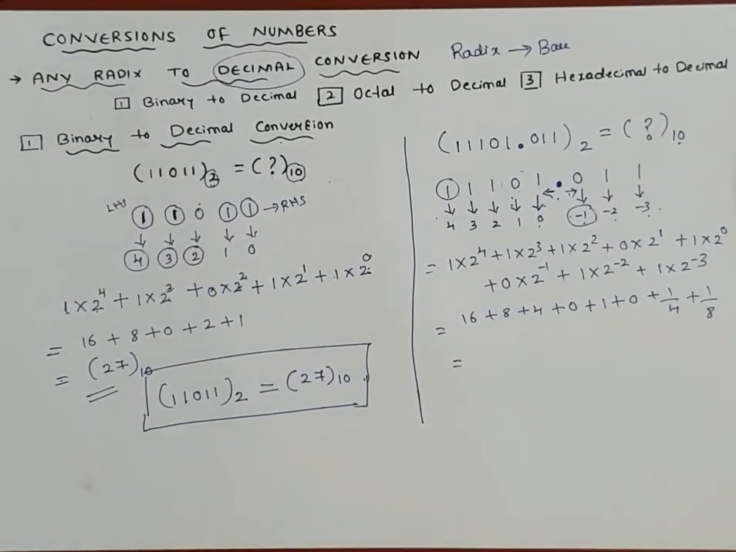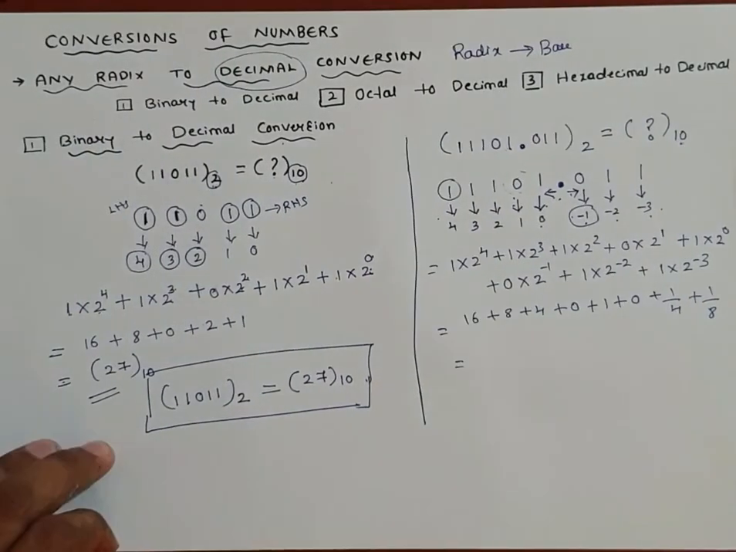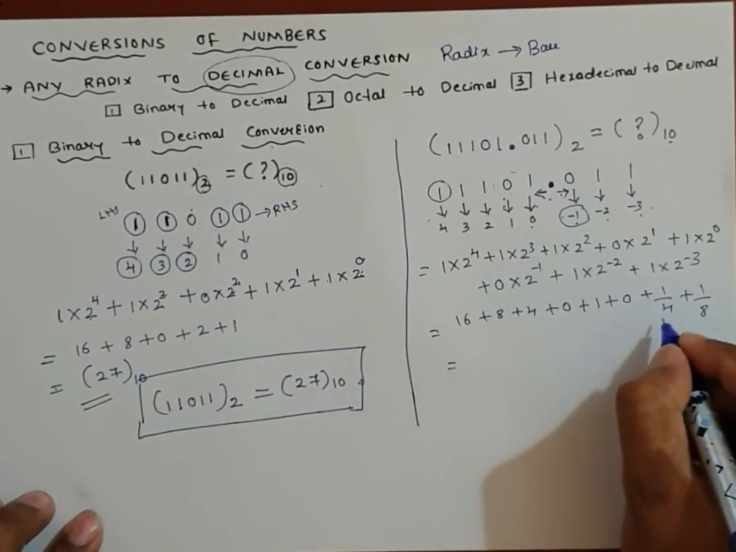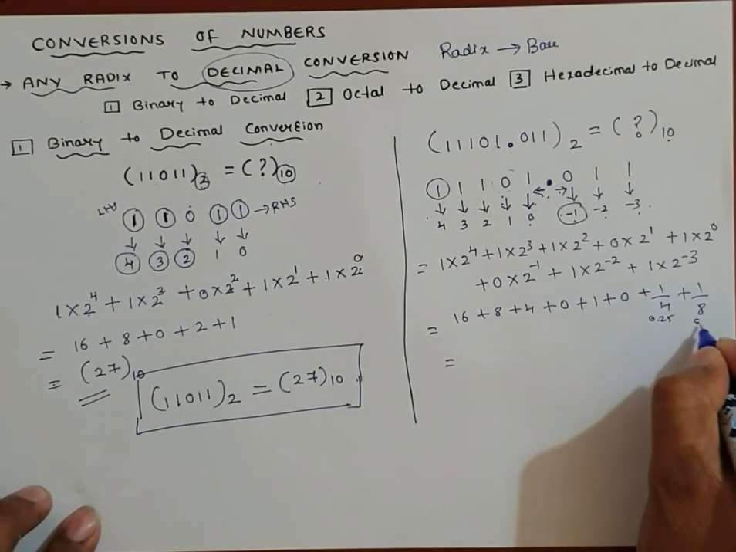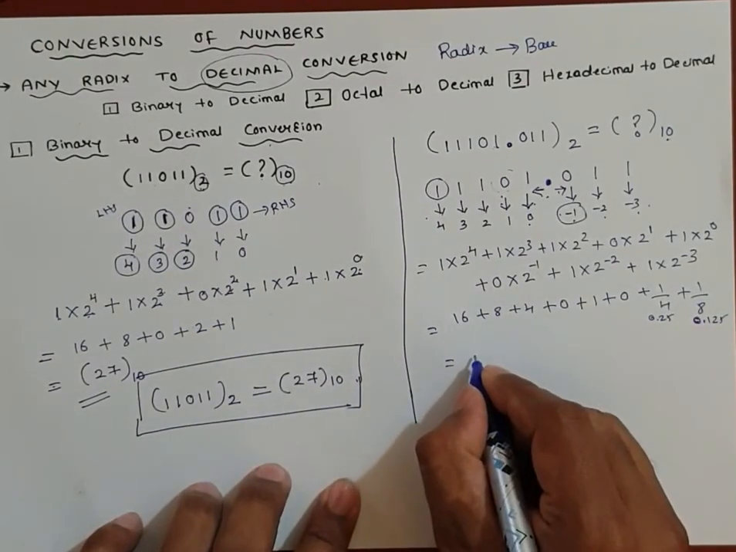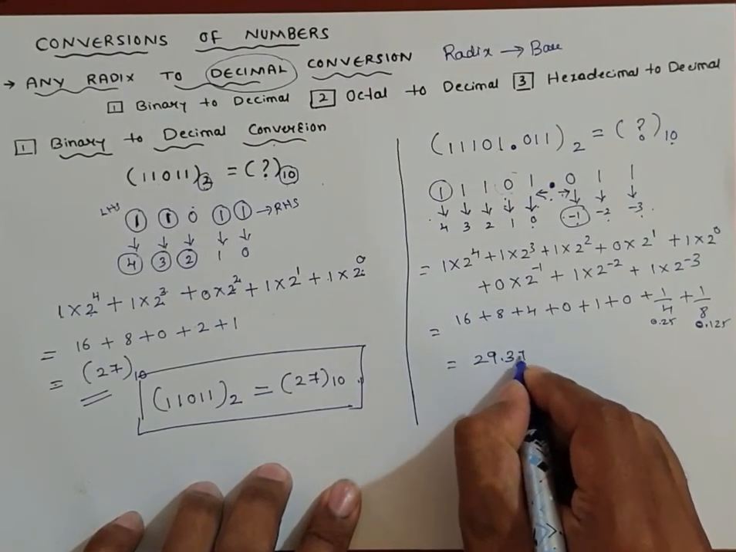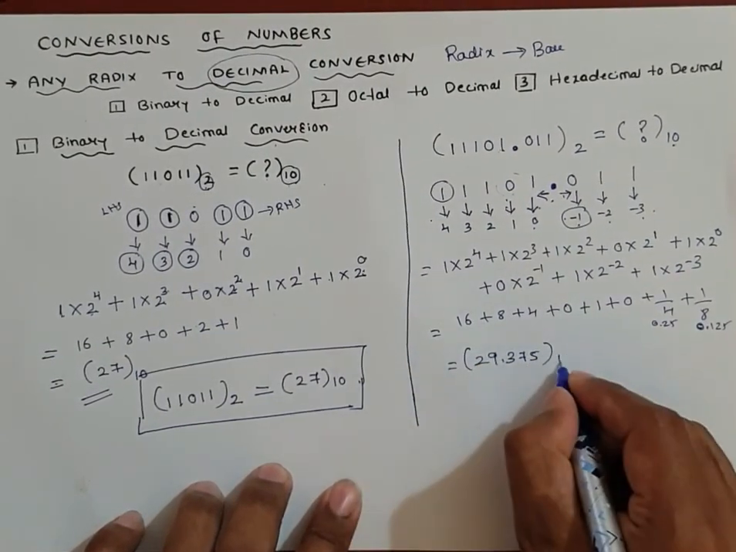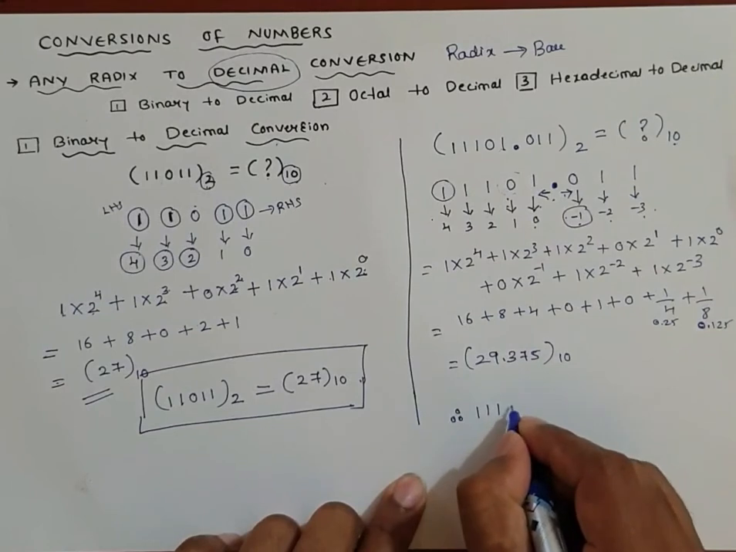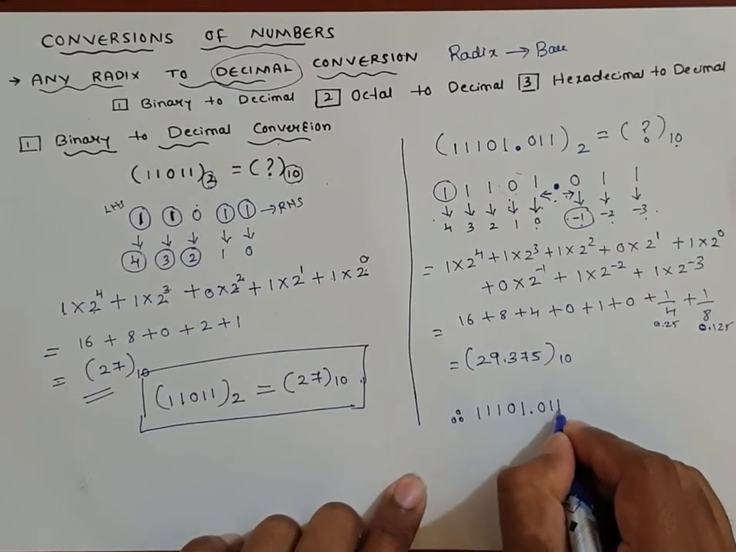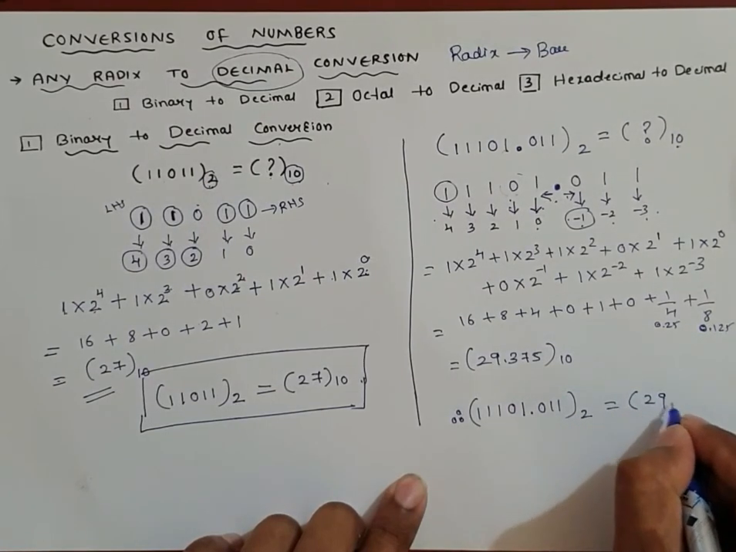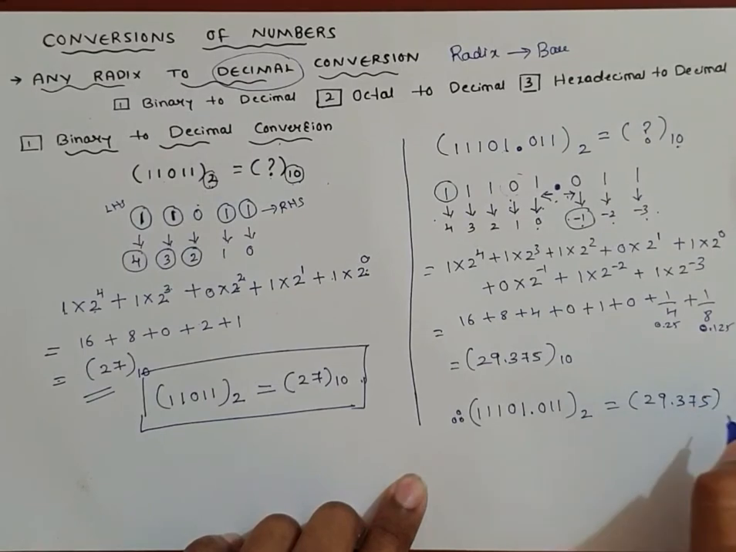If I add, the result will be, this will be 0.25 and this will be 0.125. The result will be 29.375, which is in decimal. Therefore the result is 11101.011 to the base of 2 will be equal to 29.375 to the base of 10.